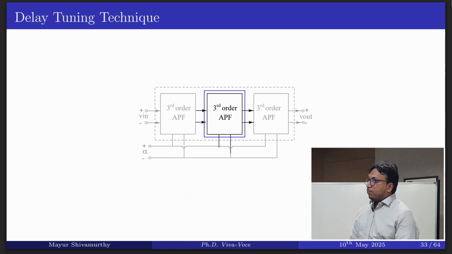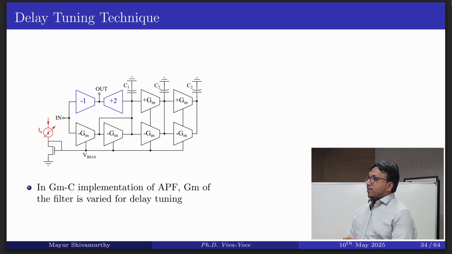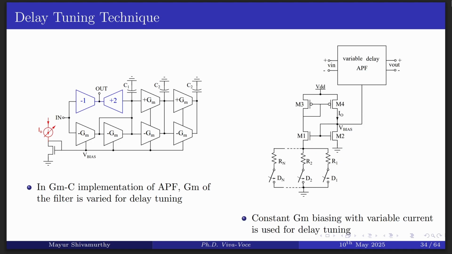So now coming to the implementation of the variable GM in the third order all pass filter. As I mentioned, here the delay is varied by changing the value of the GM, and the GM can be varied by changing the bias current I0. Here the current tuning is done with the constant GM bias circuit, where the bias voltage is varied using a constant GM network with different values of resistances, such that the GM has a linear relationship with R, and by tuning the value of R, the GM of the circuit is varied, and hence we get a programmable delay with this particular architecture.